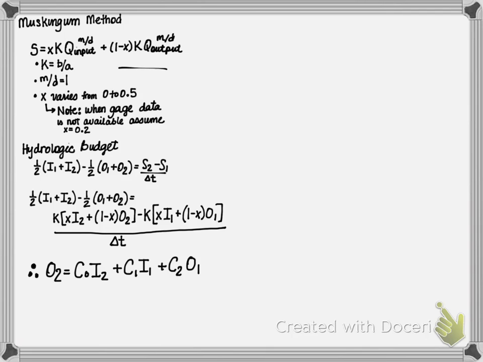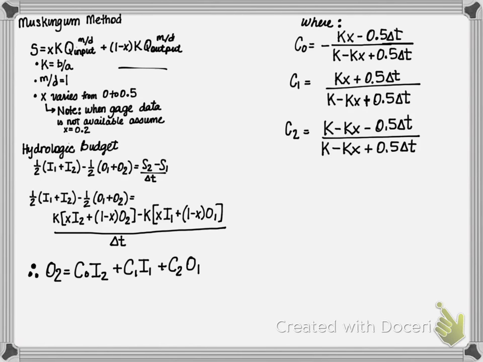Next, we can further simplify the equation by putting constants together and putting the outputting flow rate on the left-hand side of the equal sign. This will allow us to solve for O2. The constants C0, C1, and C2 are as follows. They are functions of K, X, and delta T. It should be noted that it is essential that delta T is provided to you in seconds when solving these equations. If you take C0, C1, and C2 and add them together, it will equal 1.